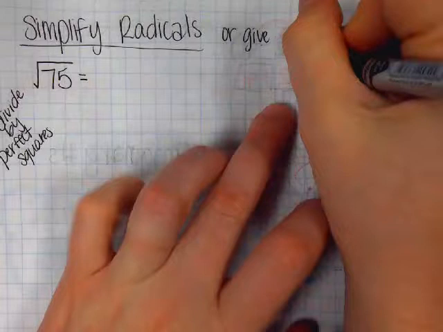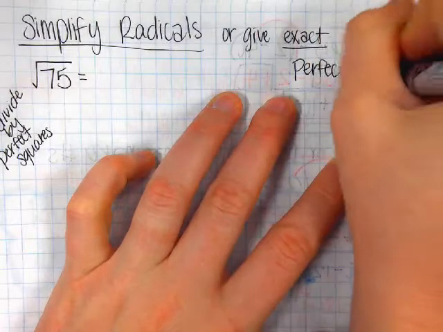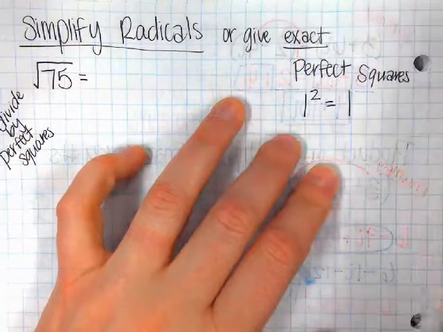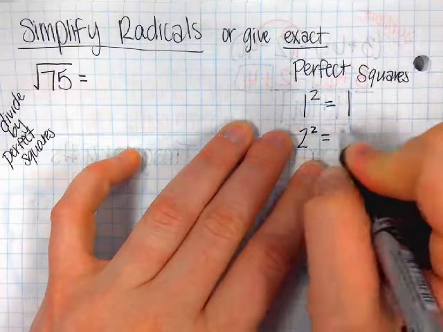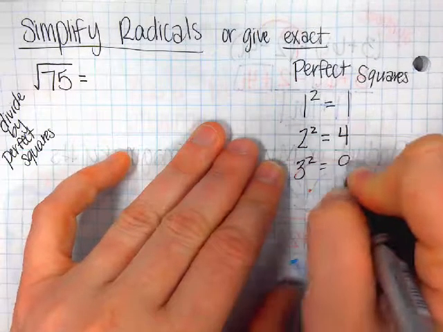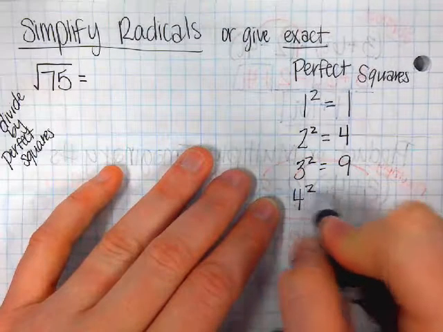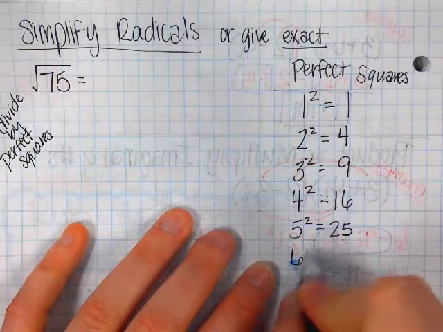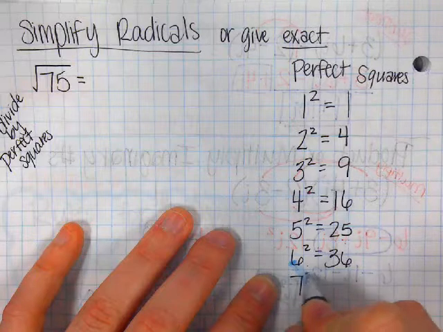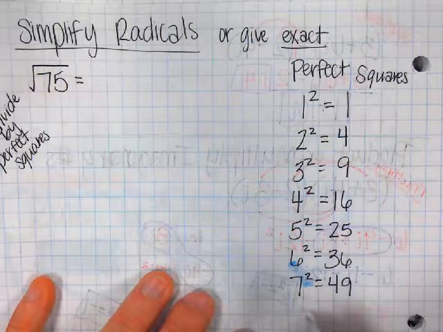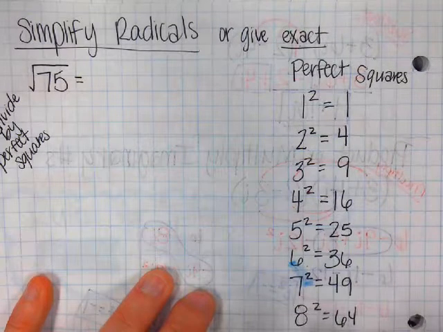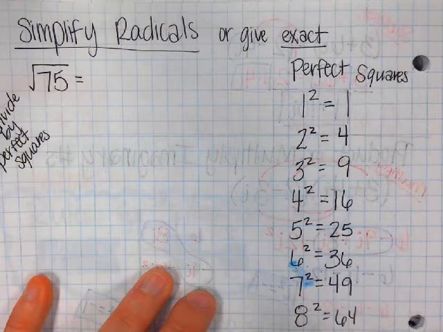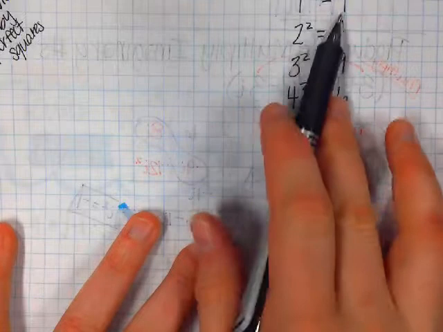I'm going to go ahead and list out all the perfect squares so that you have them. 1 squared, 1 times 1 is 1. 2 squared, or 2 times 2, is 4. 3 squared is 9. 4 squared is 16. 5 squared is 25. 6 squared is 36. 7 squared is 49. 8 squared is 64. 9 squared is 81. 10 squared is 100. So those are all the perfect squares.